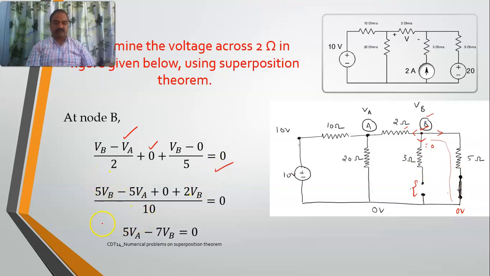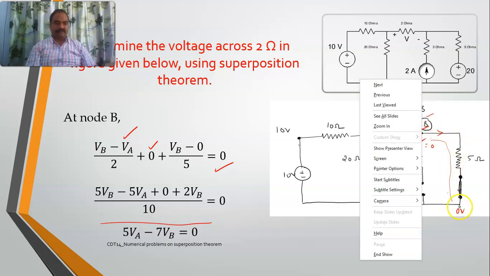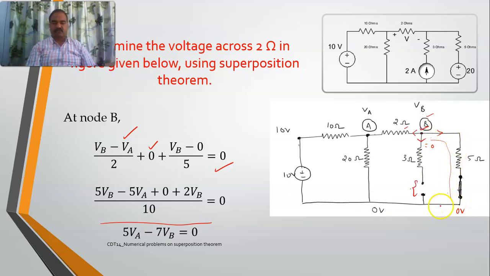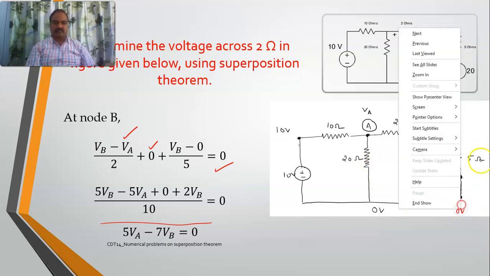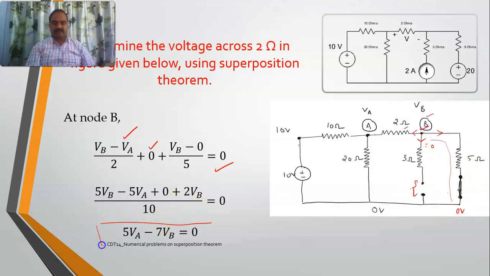So when I try to solve this one, I should start with the home node and end with some node where the potential is known or to be identified. In this case, it was (VB minus VA) by 2. Then the open circuit: I shouldn't take any current, so I should directly take it as 0. Third path, VB to the nearest node voltage, which is 0, divided by total resistance 5. I have solved it and I have obtained this equation.